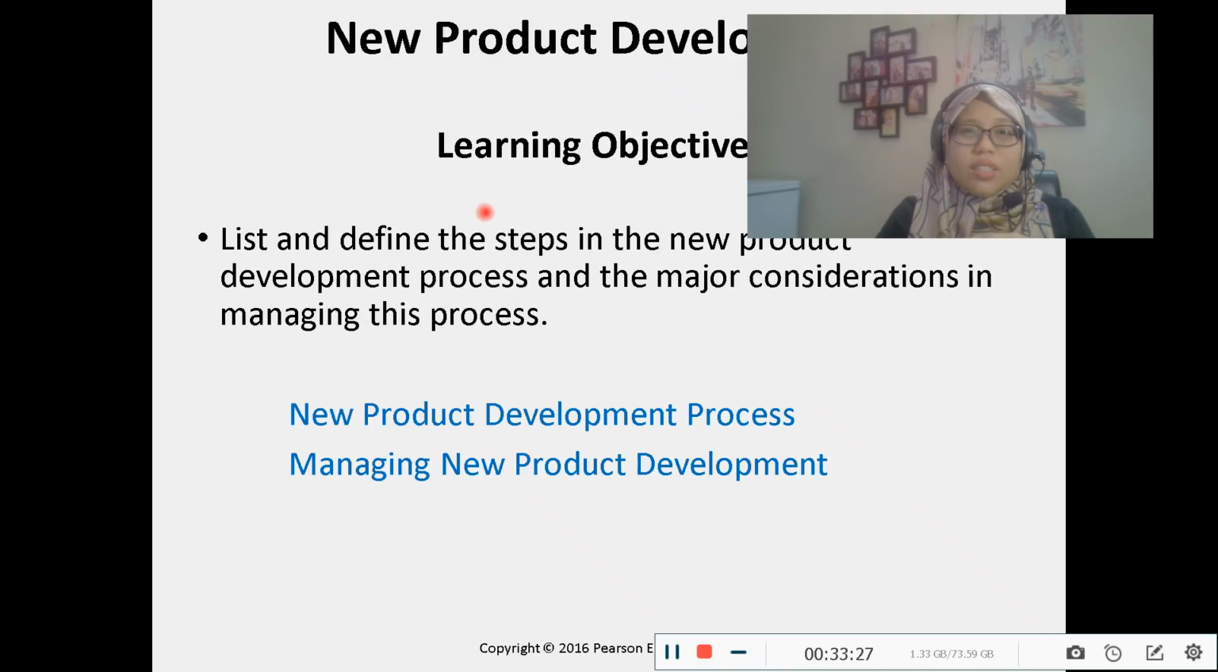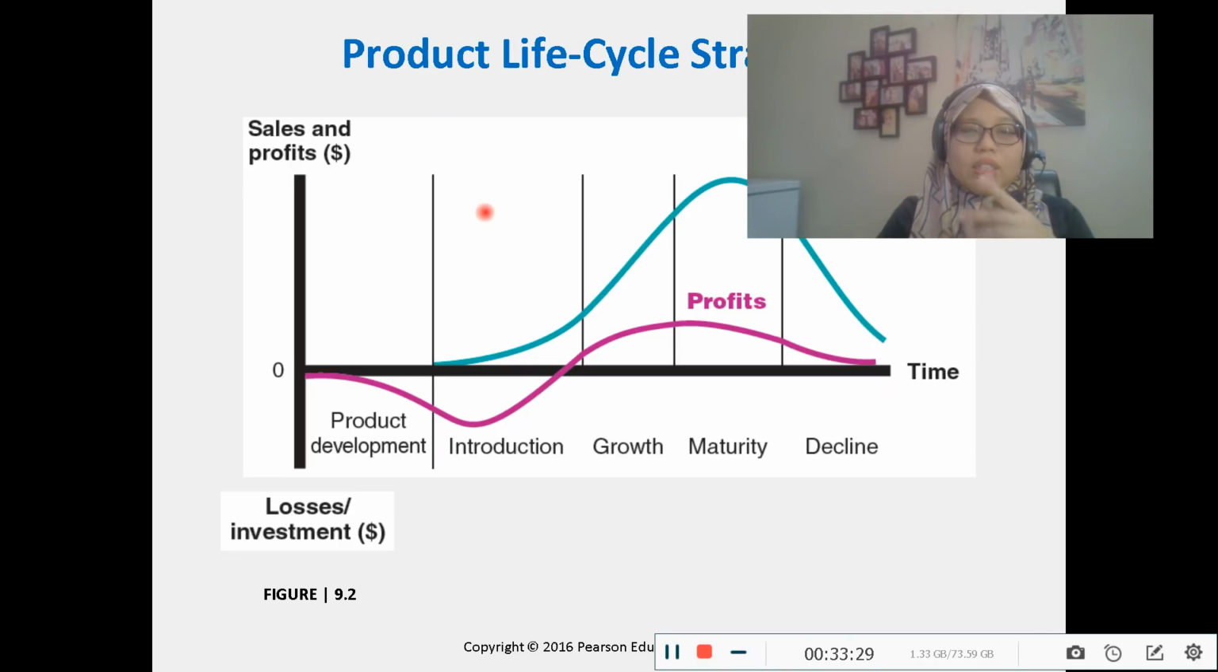So ni saya rasa tak perlu. Okay, just terus kepada the last part. Okay, which is the product life cycle. Kita ada empat eh. Introduction, growth, maturity and decline.